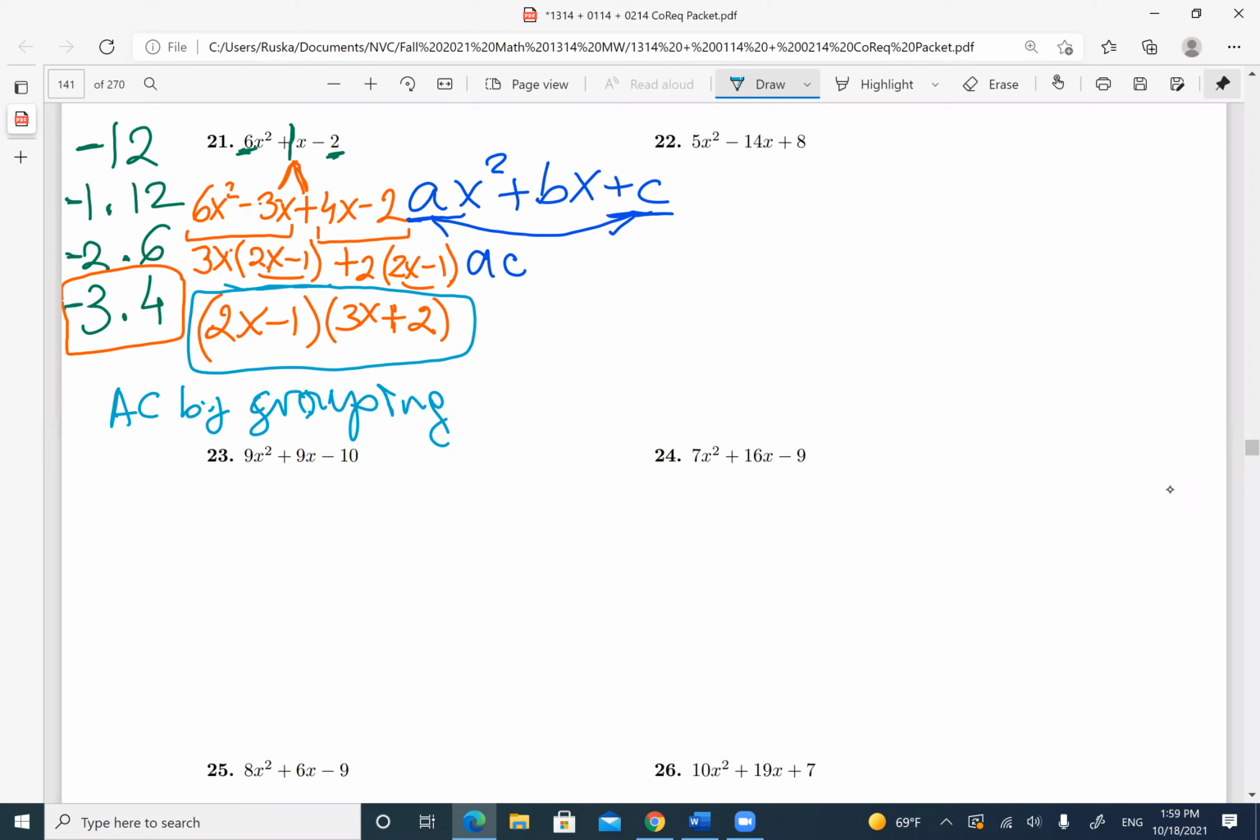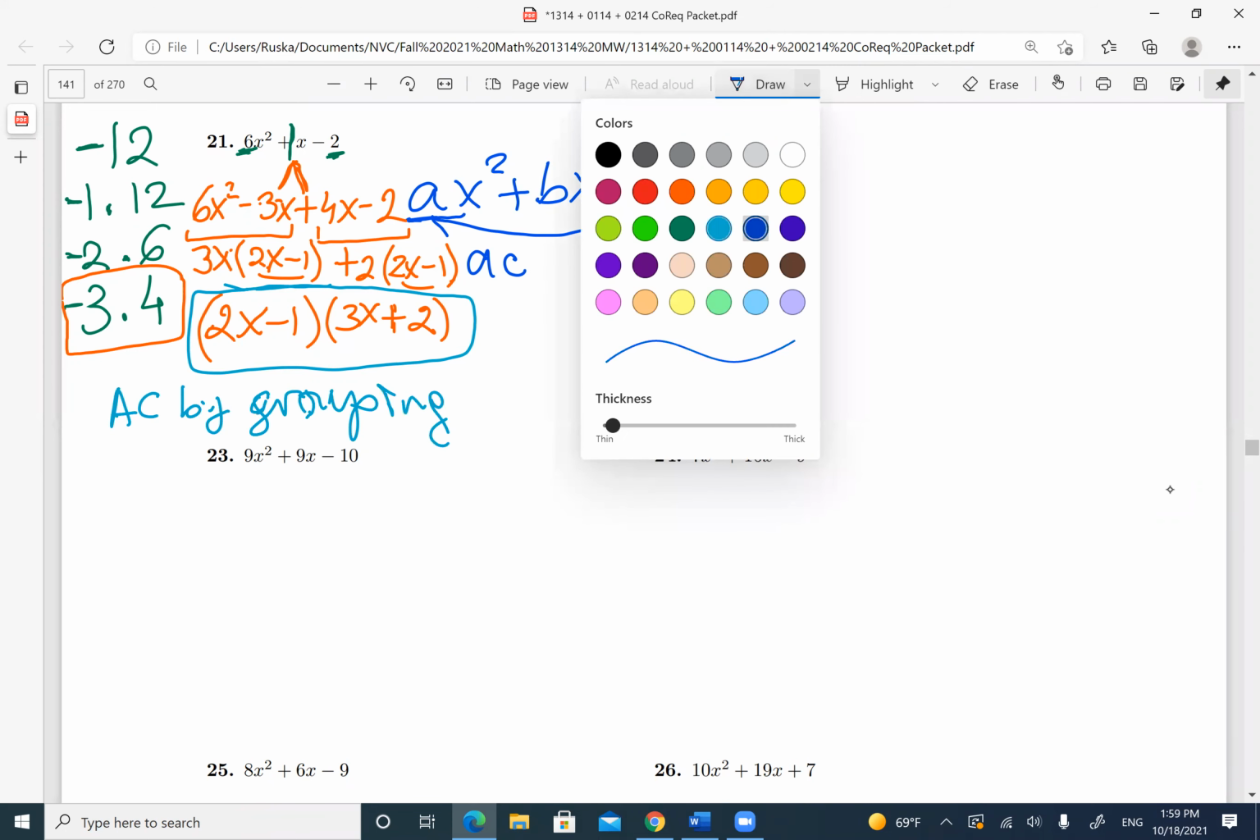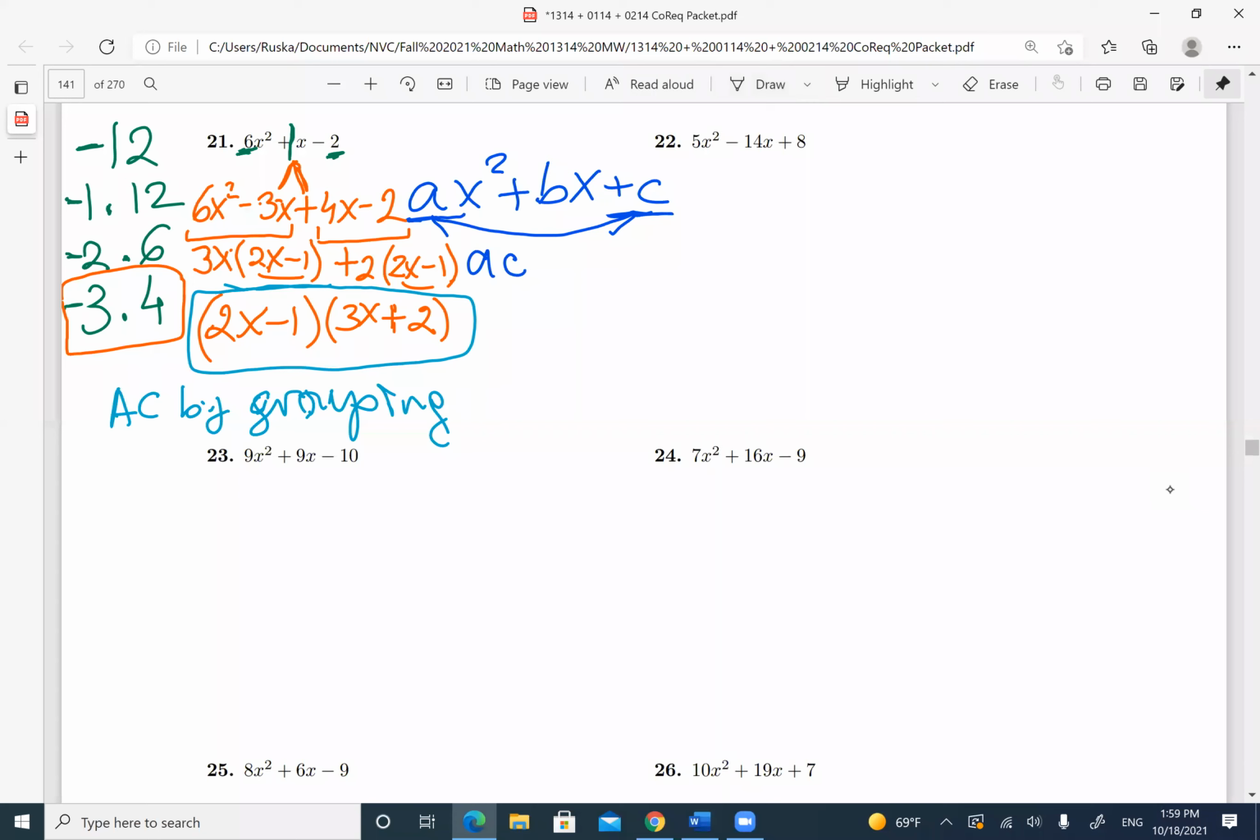Let me show you here in number 22. I'm going to show you how to do the AC shortcut. So this is going to be a shortcut. And why shortcut? Because after I find the magic numbers, I'm going to write the answer. So this is what I'm doing.